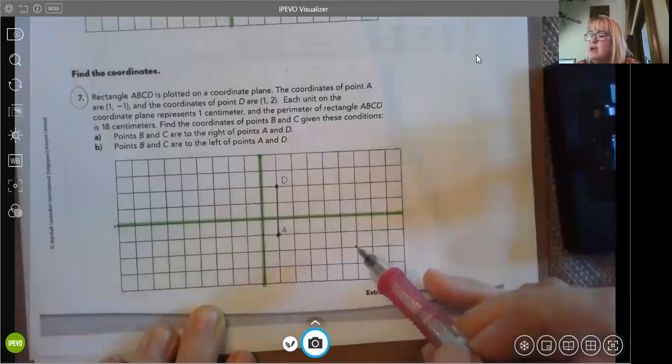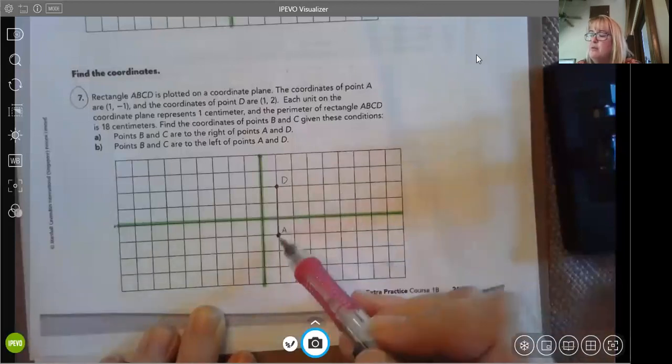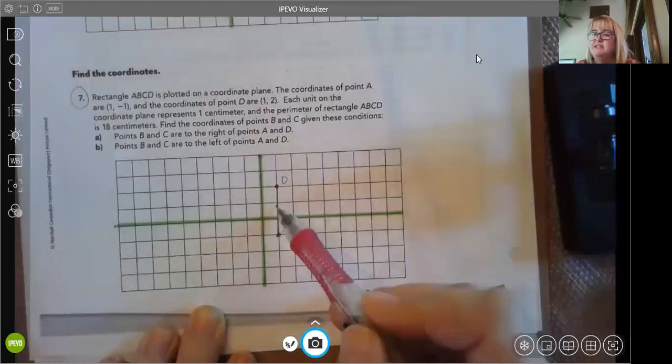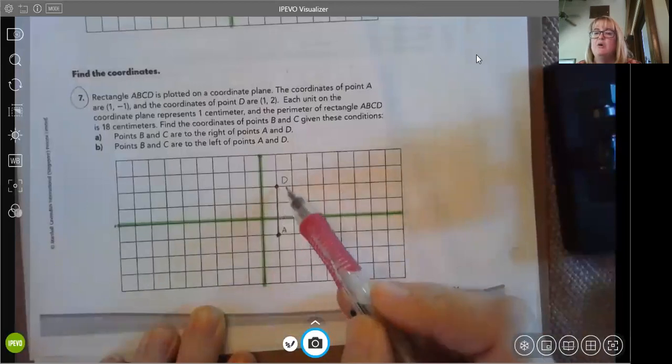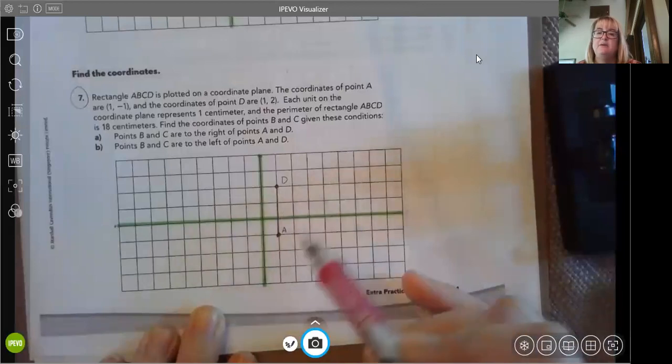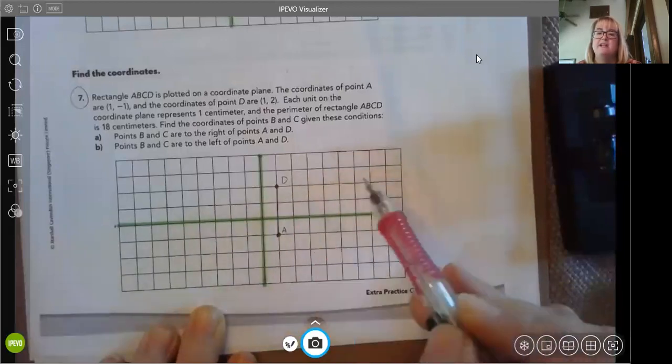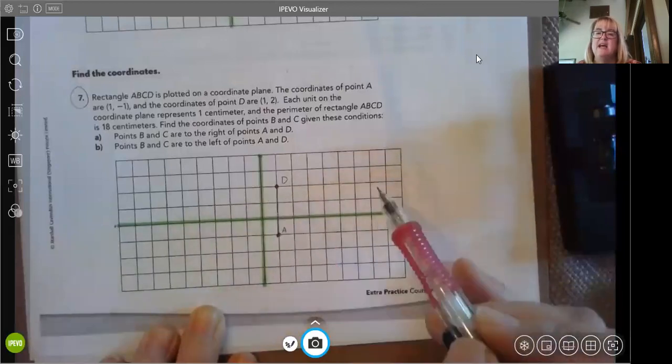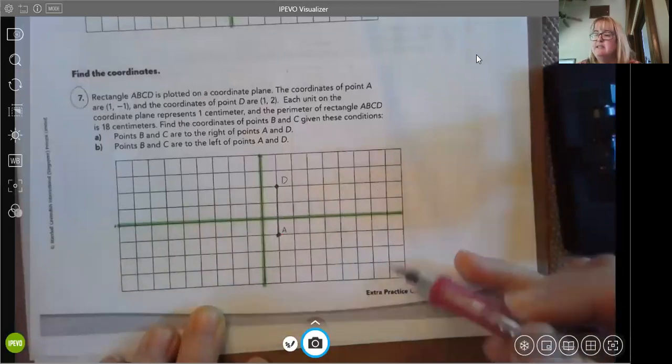Yes, 9. Okay, so we already have 1, 2, 3. We have 3 units this way. And I need to go a number of units this way, so I have 9 units. So half of our rectangle would be 9 units, and then we can connect the rest.